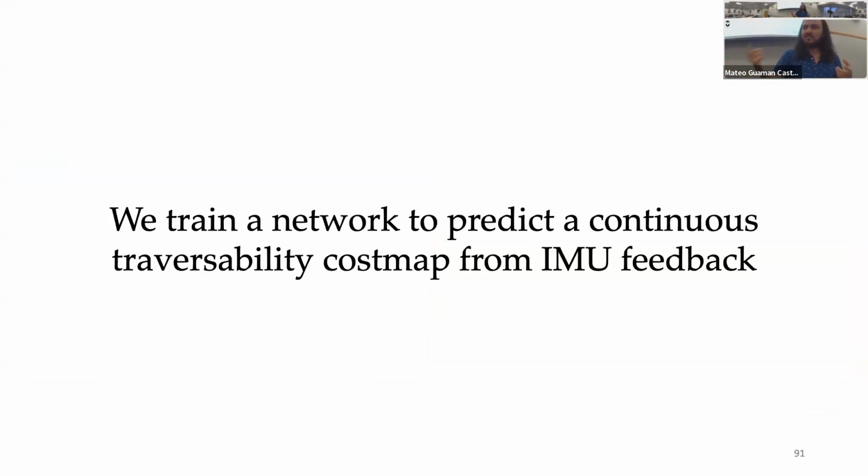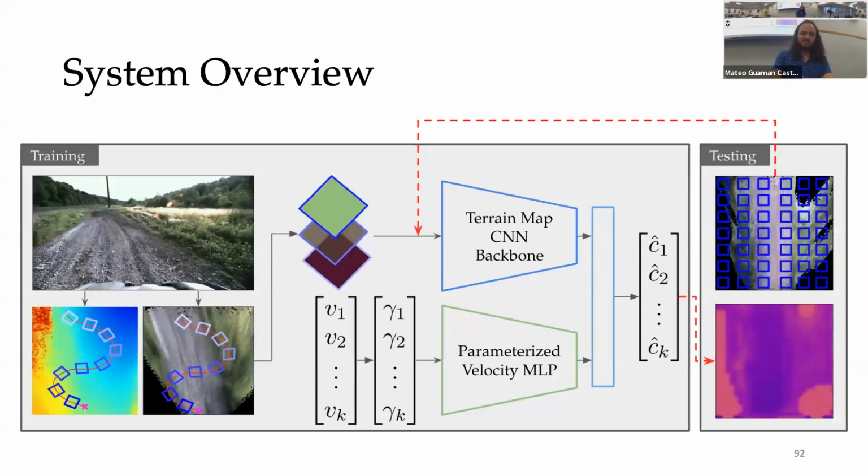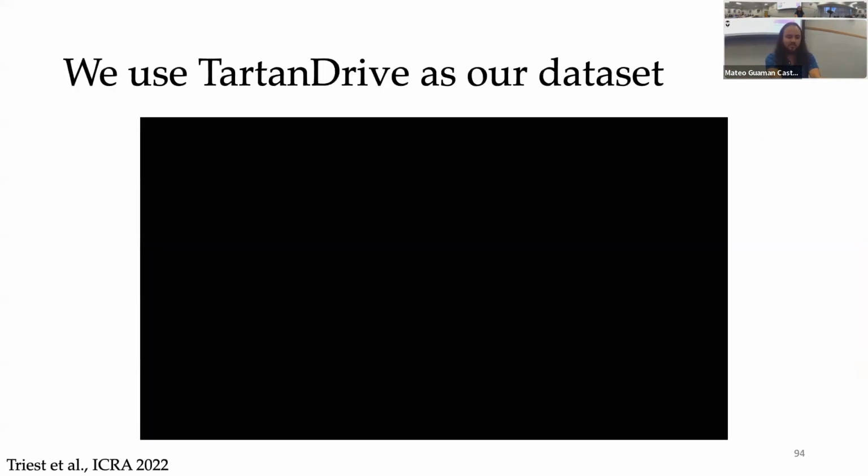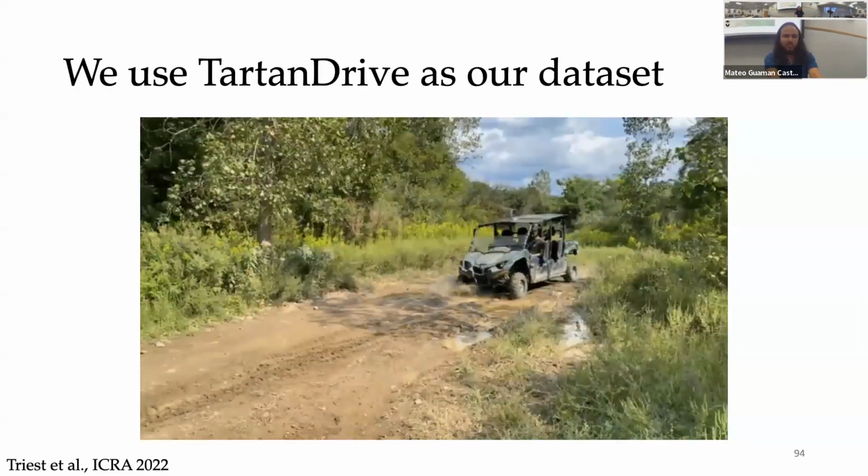There are a lot of design decisions that actually make this a cool method that I will try to describe in the future. But the main idea is quite simple. So this is our system overview, but I'll actually dive into each of these parts in a bit more detail. So start with the input. The input to the network is terrain patches and velocity.